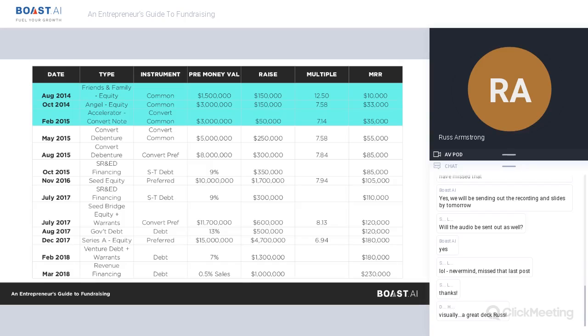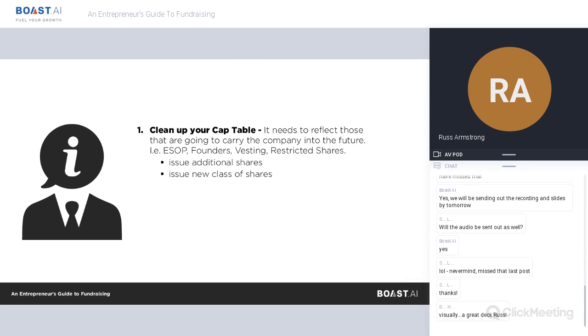So a couple things I take away from my early stages was cleaning up your cap table. So really understanding, and I used to get a lot of VCs who would talk about this, but not really dictate what that actually meant for you as a company and what you needed to do to fix and rectify those issues. So obviously you want your cap table to reflect those in the company that are going to carry your company into the future.